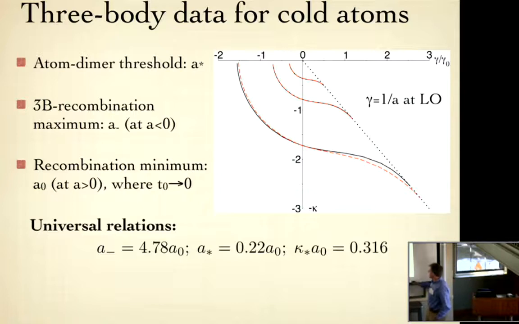As has been mentioned by several speakers already, the fact that there's one three-body parameter at leading order means that all these features are correlated. This is what we call the universal relations: once you know the position of the recombination minimum, universality predicts the position of all other features.